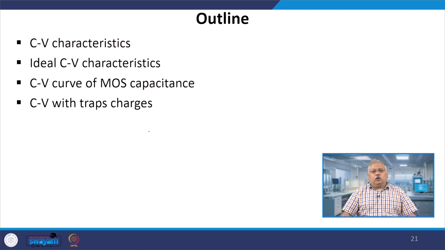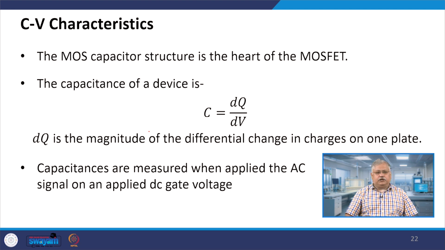Let me come to the outline of my talk in this lecture, where we will be discussing the CV, capacitance versus voltage characteristics of an ideal MOS device, for a MOS capacitor, and then with trap charges how the characteristics change.